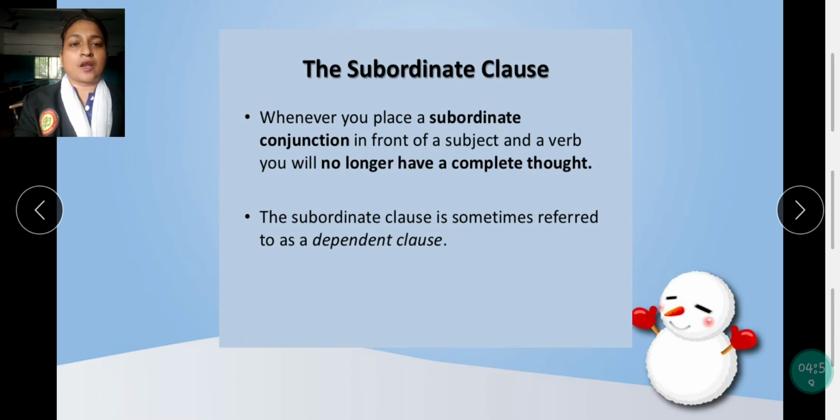The subordinate clause. Whenever you place a subordinate conjunction in front of a subject and a verb, you will no longer have a complete thought. The subordinate clause is sometimes referred to as the dependent clause. So the main clause is the independent clause and the subordinate clause is known as the dependent clause. These are the two types of clauses: main clause and subordinate clause. Main clause is the independent clause and subordinate clause is the dependent clause.